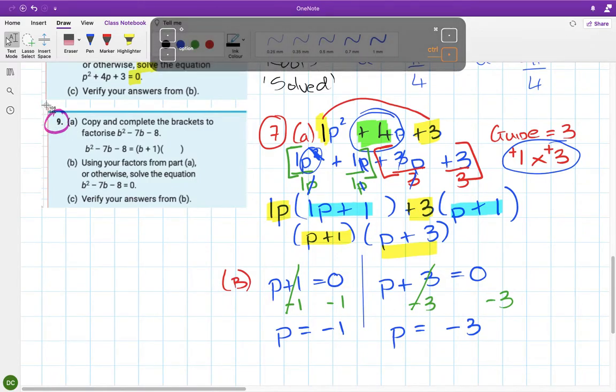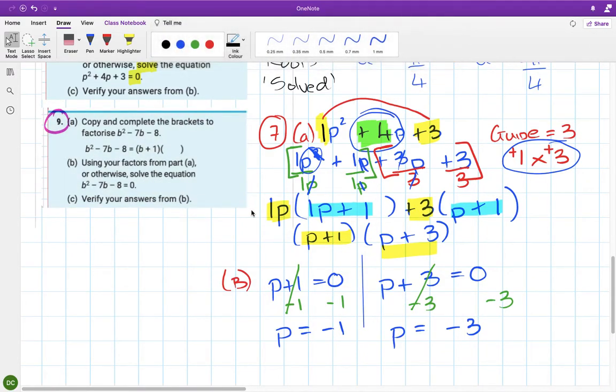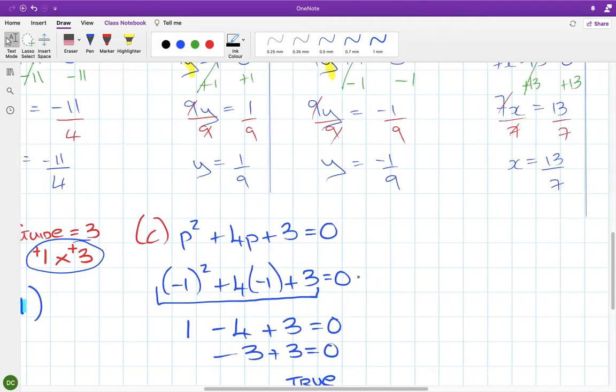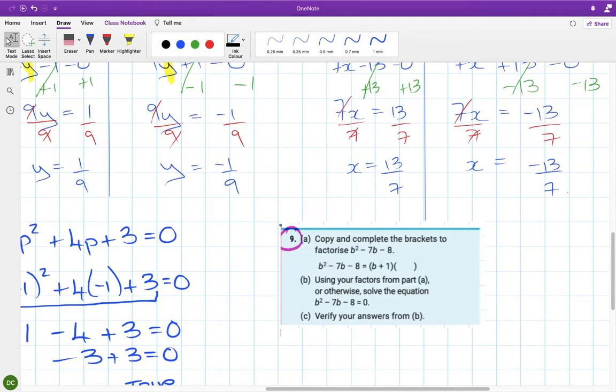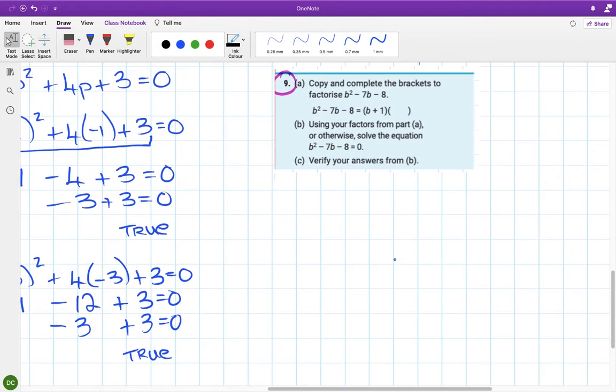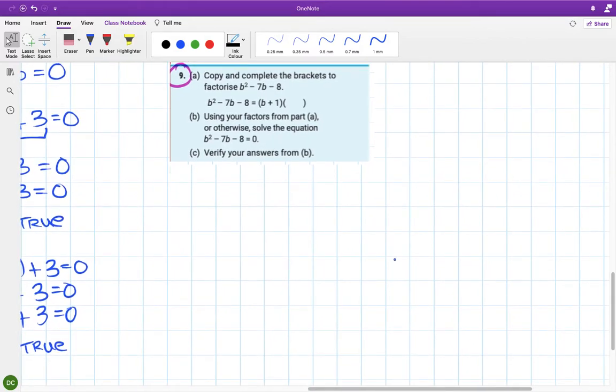And the second one, sorry, I'm just going to copy and bring it across here so that I can see it. Okay. So the second one, same thing. Part A. This time it's B's. My B's look like 6's, so I'm going to use a capital B. Minus 7B minus 8. So it's a trinomial, so we go guide.